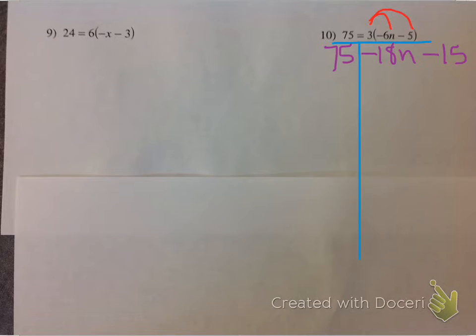I'm going to leave the n on the right side, so I'm going to do the opposite of -15, which is +15. I'm going to do that on both sides. 75 plus 15, we get 90, equals -18n. And that just cancels out to 0, so we don't need to write it.